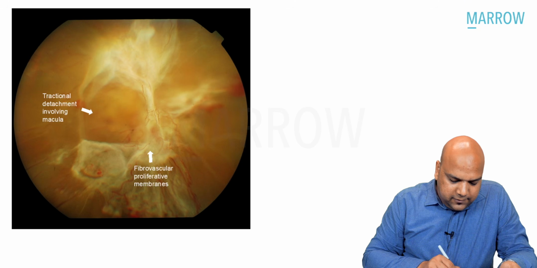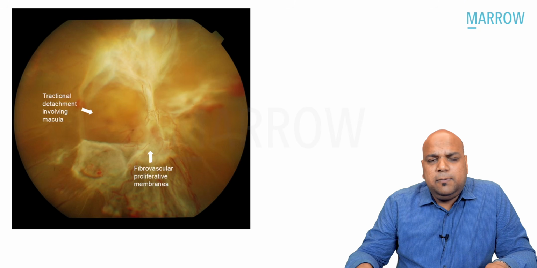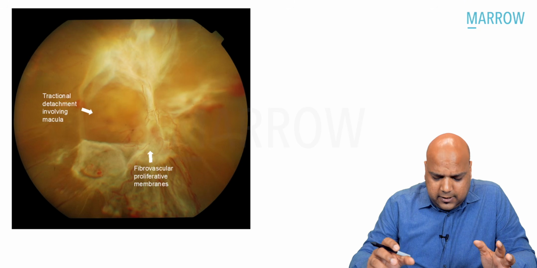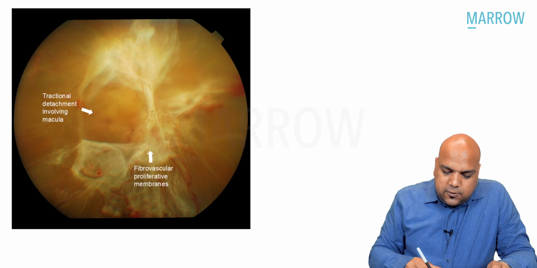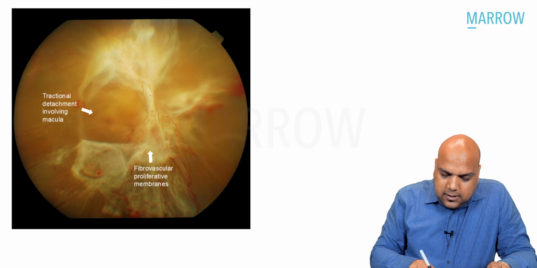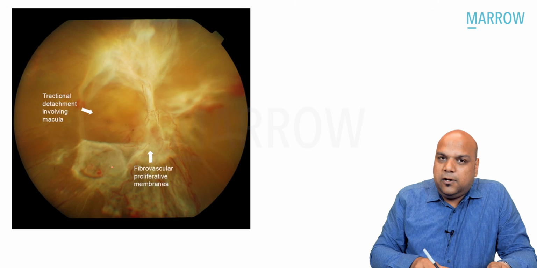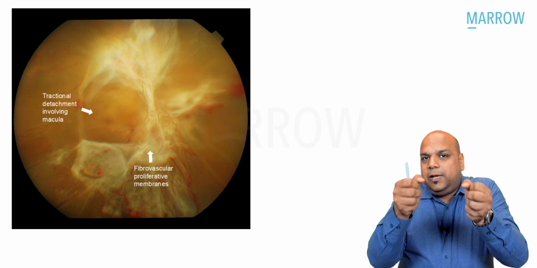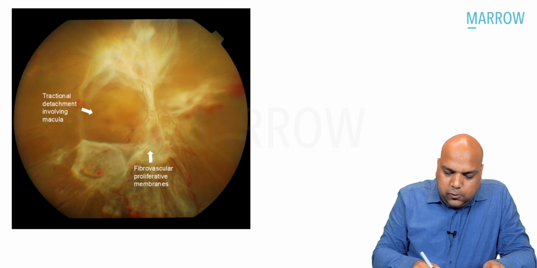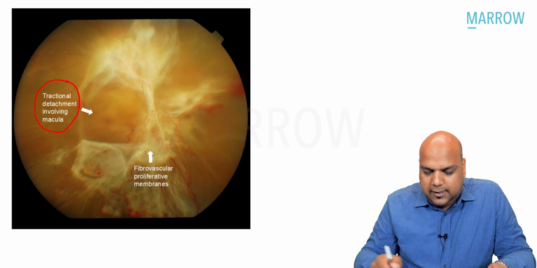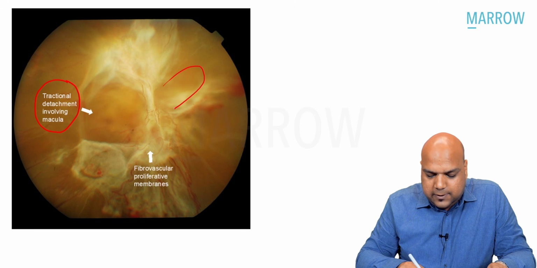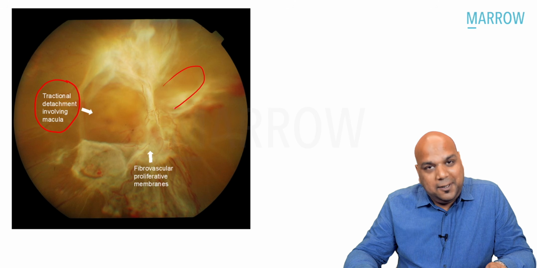And that is what we will be able to see in this image. We will be able to see fibrotic bands of the vitreous which are forming membranes and which are pulling on the retina. This is a fibrovascular proliferative membrane which is pulling the retina, applying traction. And due to that, in the center of this traction, we see a tractional retinal detachment, and a little bit of shallow retinal detachment has occurred in this area also. Am I clear about this?